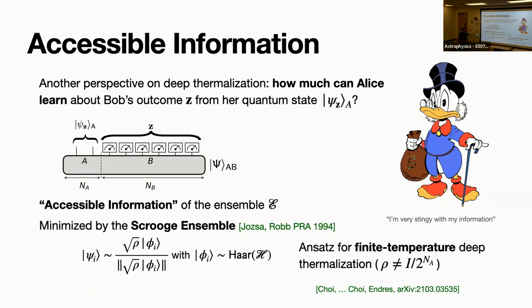This point of view is also illuminating, because it tells us something about how generic dynamics can optimally hide information from one side of a state and the other, without any fine tuning or anything like that. It's an interesting point of view, perhaps, on quantum chaos.